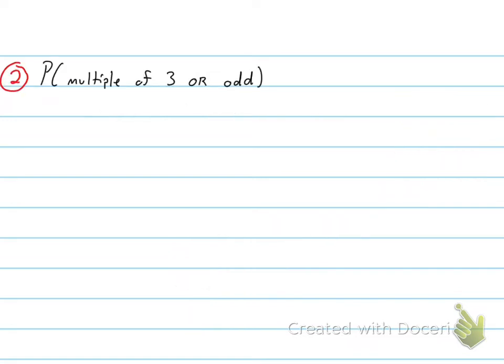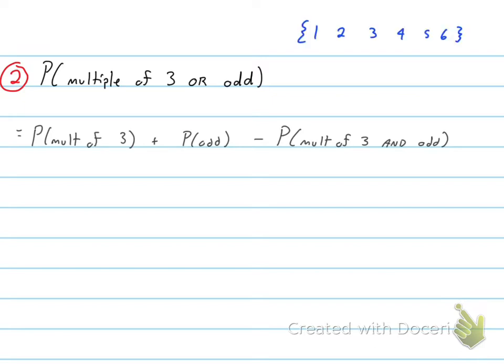Now let's get a little bit more complicated. What if I want to figure out the probability of rolling a multiple of 3 or an odd number? So that's probability of rolling a multiple of 3 plus the probability of rolling an odd number minus the probability of rolling a multiple of 3 and an odd number. Now, I might be thinking here, is there going to be any overlap? If I write out everything in my sample space, which again is just the numbers 1 through 6, I can know for sure. So these are all the possible numbers that I could roll.